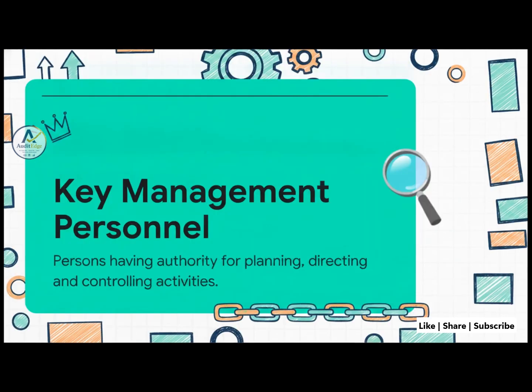Besides family, the standard talks about key management personnel. Let's break down that corporate jargon. It really just means the top bosses. Anyone who has the actual authority and responsibility to plan, direct, and control what the company does is a key management person. This includes any director of the company, whether they work in the office every single day or not. Naturally, these top bosses are related parties to the company they run.